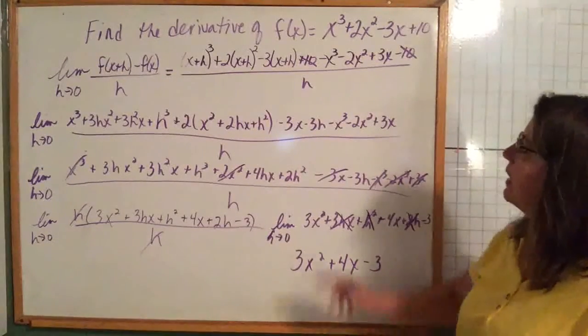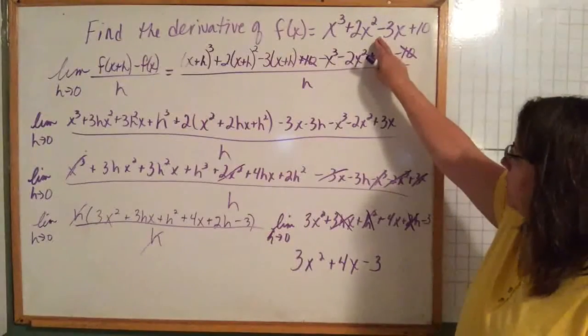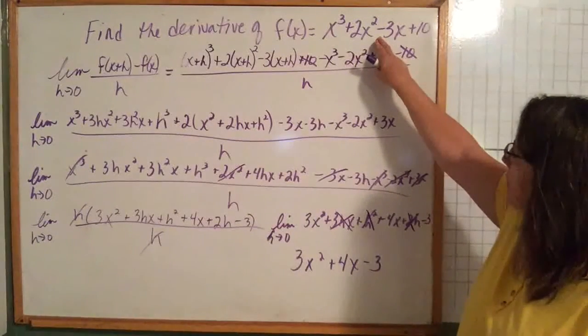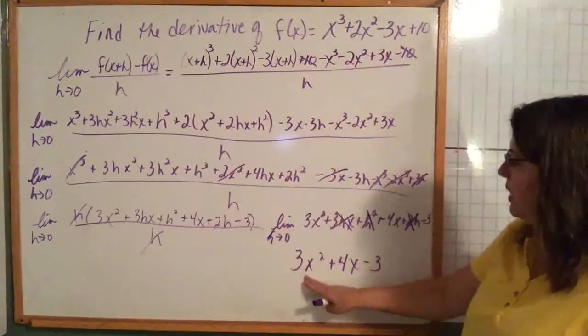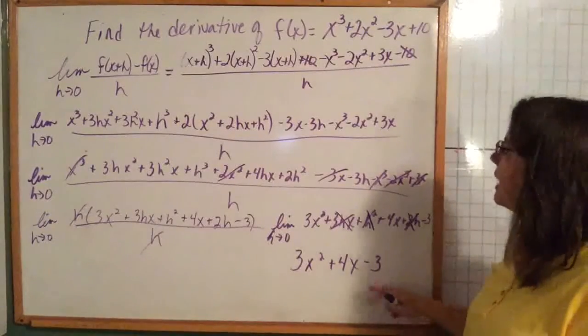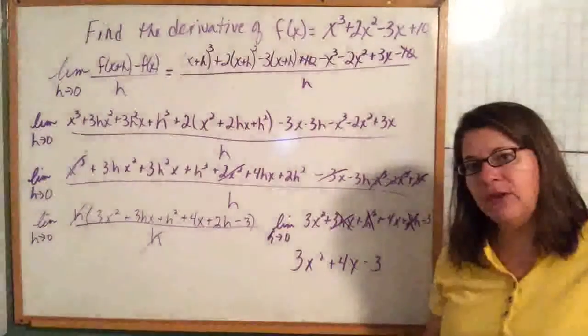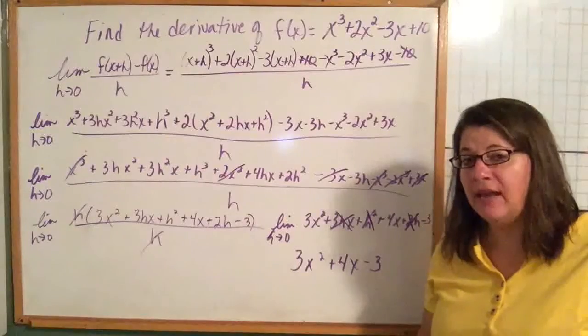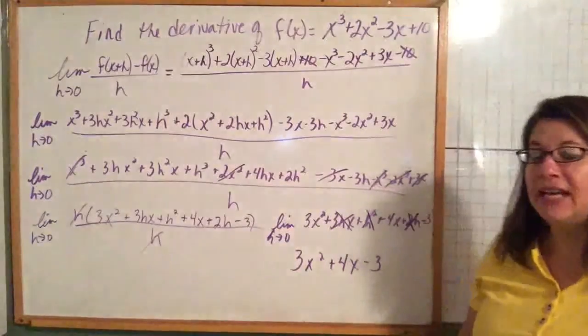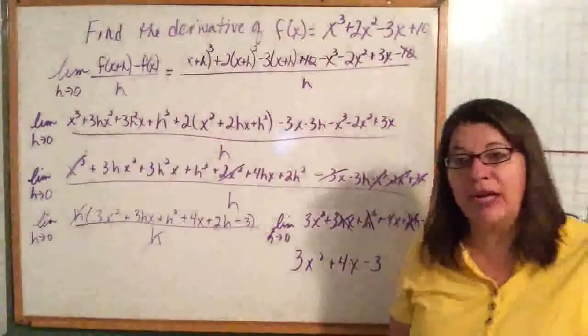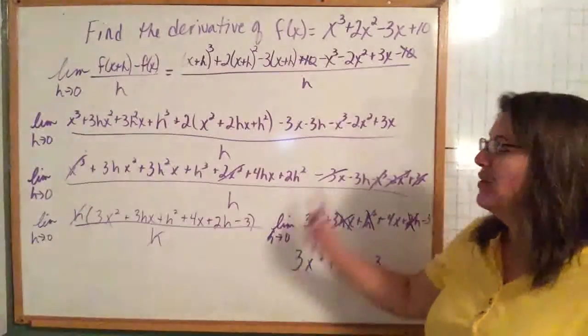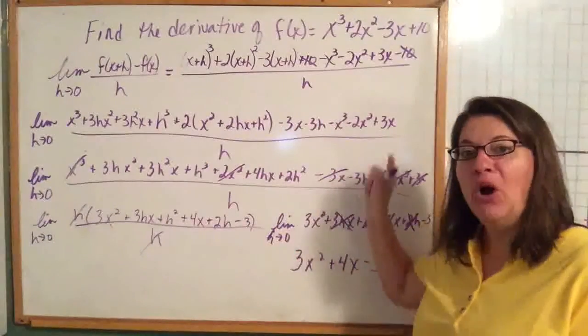So the derivative of x cubed plus 2x squared minus 3x plus 10 is 3x squared plus 4x minus 3. So again, there is a shortcut with this. You may have already figured it out. And if you did, that's great. You can use that to check what you do in your homework for this.